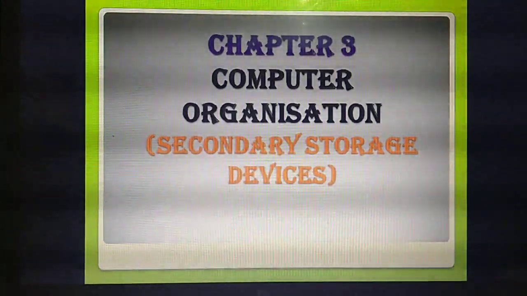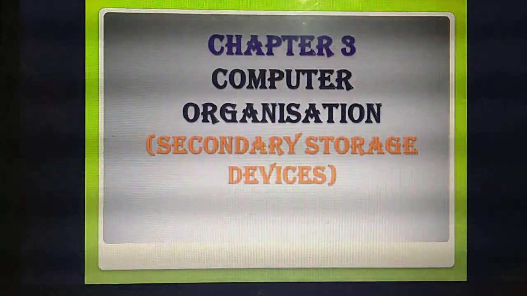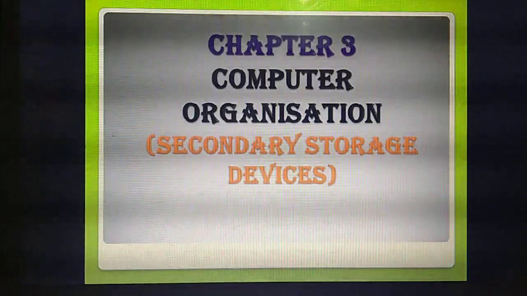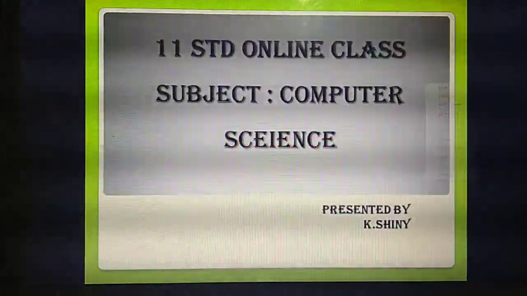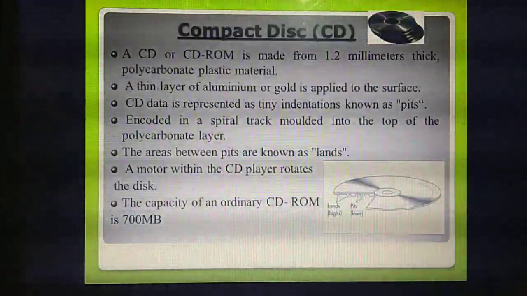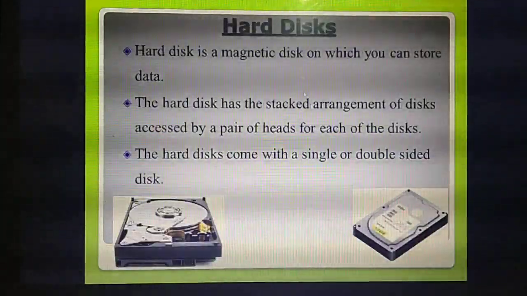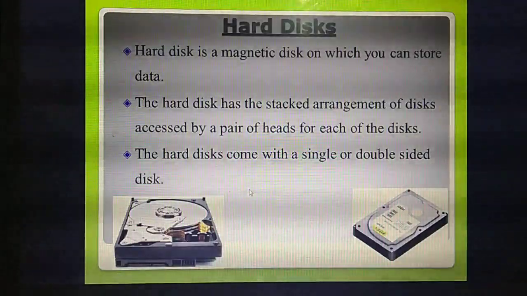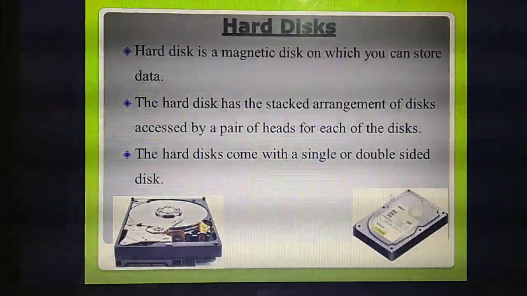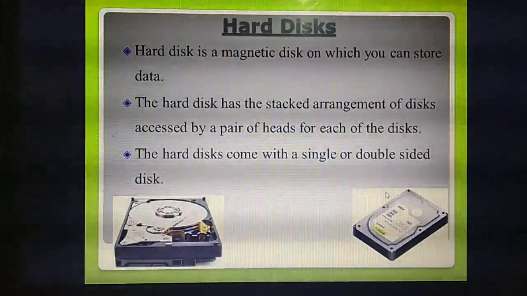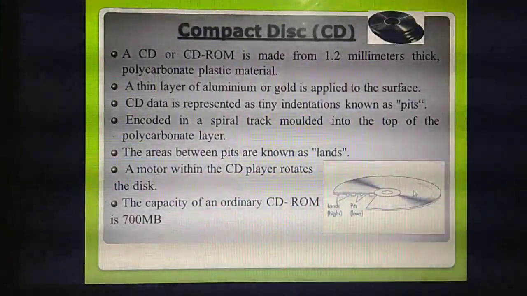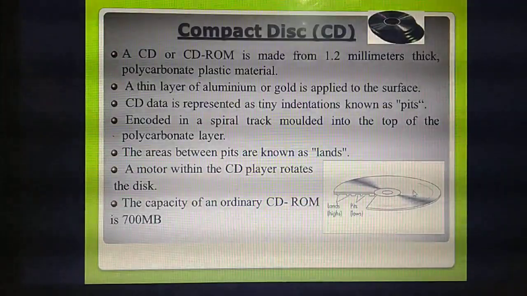Last class we studied two examples of secondary storage devices. What are they? Are you remembering? Hard disk as well as CD. Have you studied or not? This is the CD. This is a picture of a hard disk, one of the external storage memories. Already I taught that. Then CD, also already taught.